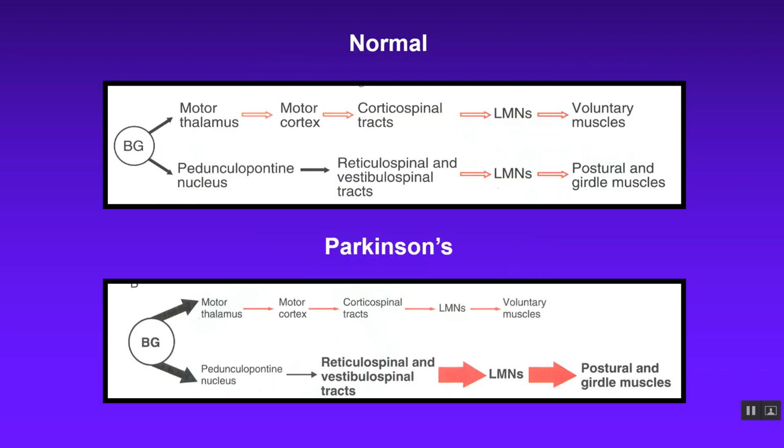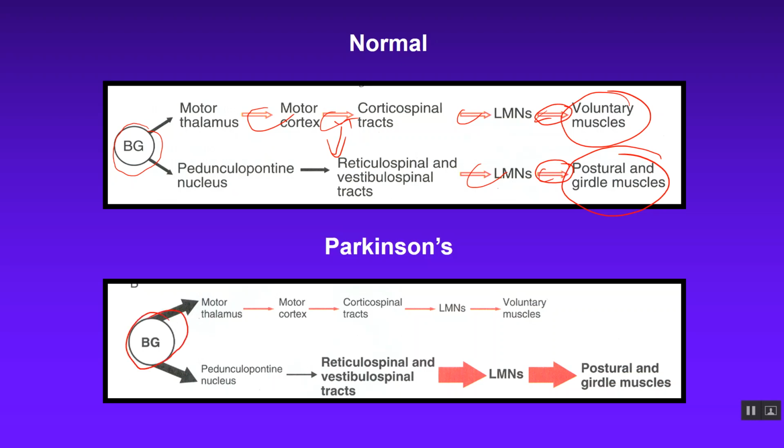So this is just another schematic from your book that shows the basal ganglia. Normal is showing this balance between voluntary muscles and postural girdles. All I want you to appreciate is the size of these arrows, and there's a balance between the two. So there's the right amount of output going to voluntary muscles and the right amount of facilitation of postural and girdle muscles for normal movement.